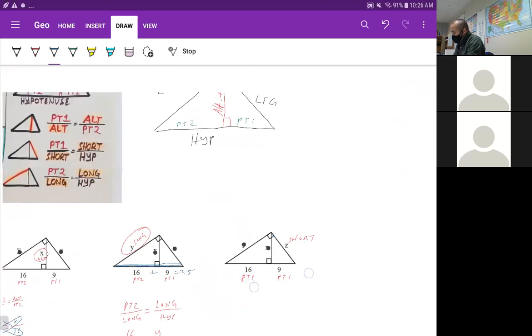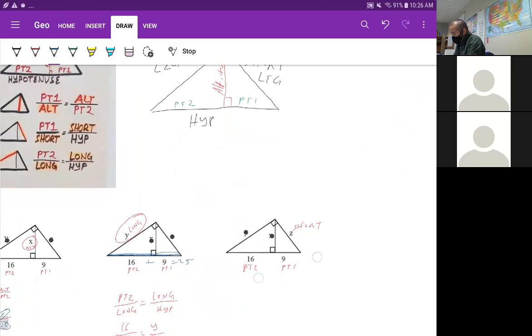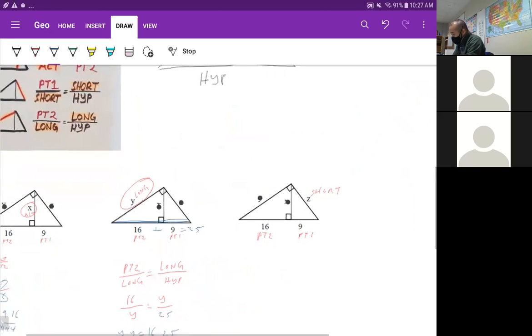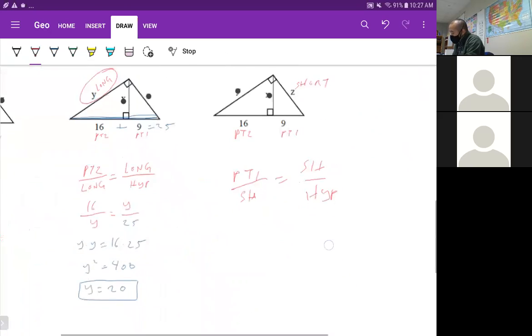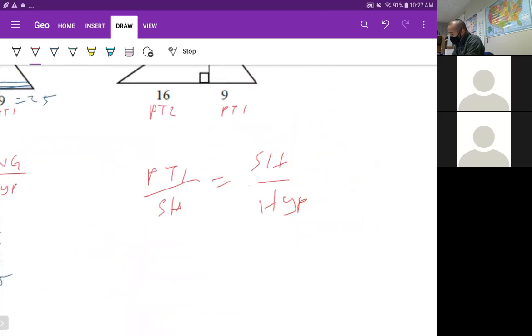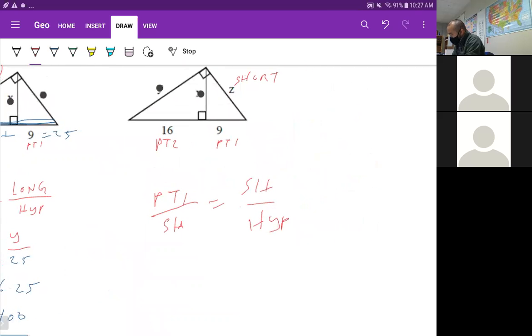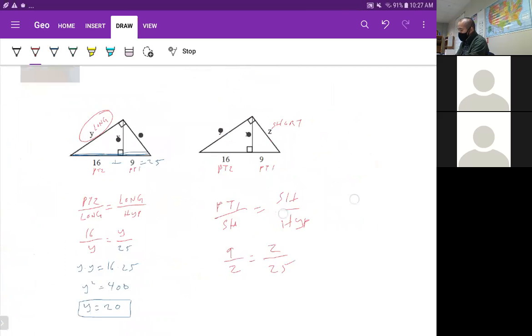The last one on here is the short. So with the short, you do have a formula for short. So it's part 1 over short equals short over hypotenuse. So you just fill them in. I'm actually not going to work this one out because it's exactly like the previous one with different numbers. So remember, part 1 is 9 divided by short, which is z, and the hypotenuse is 25. So again, you cross multiply there and solve it.